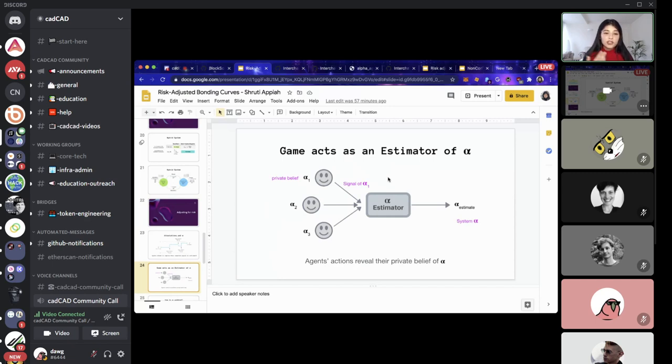So what the agents are attempting to do is basically decrease the difference between the system level alpha and their private belief of alpha. And the power with which they can make these actions is directly proportional to how many tokens they hold. So if they hold more tokens, then they have more ability to match the system level alpha, and so on. So finally, we arrive at the system level alpha using the estimator, and then based on that, we can make agent payouts.